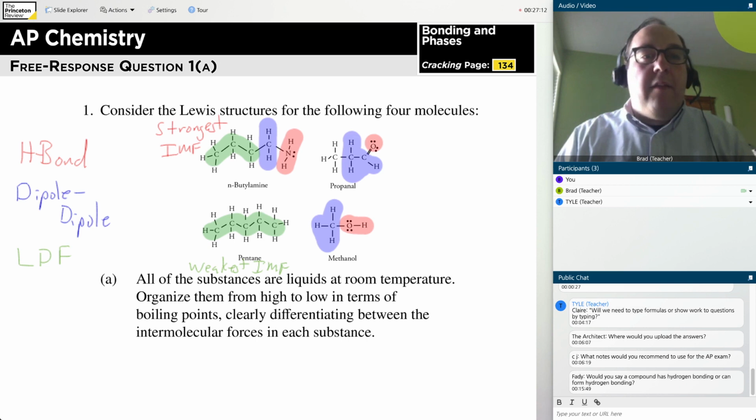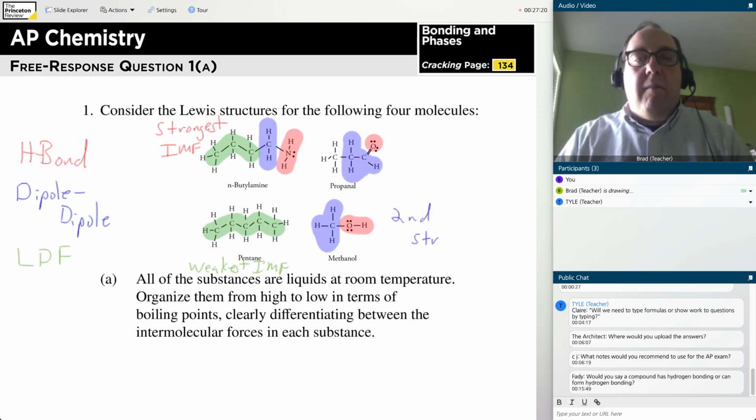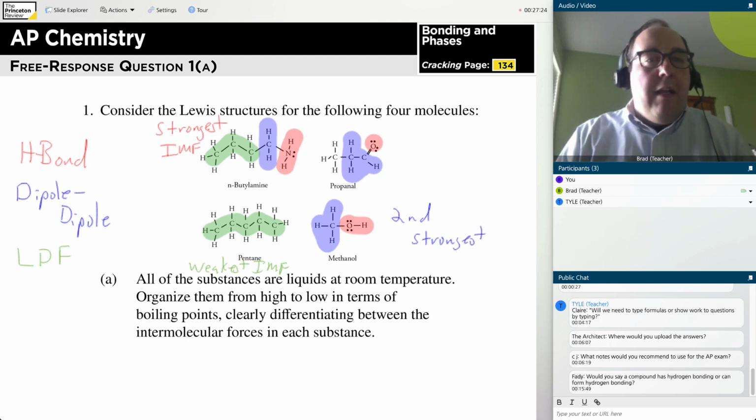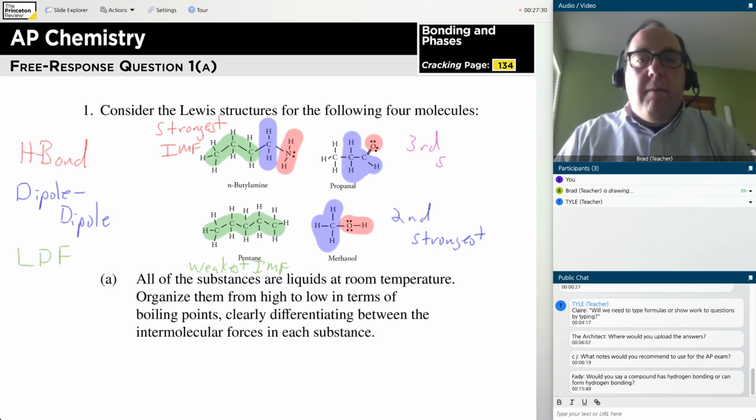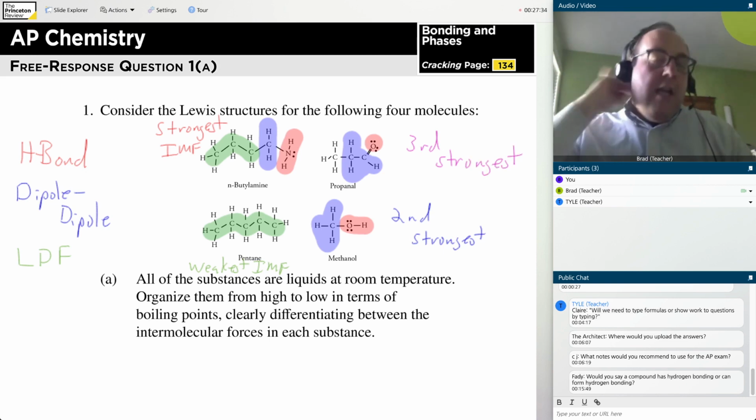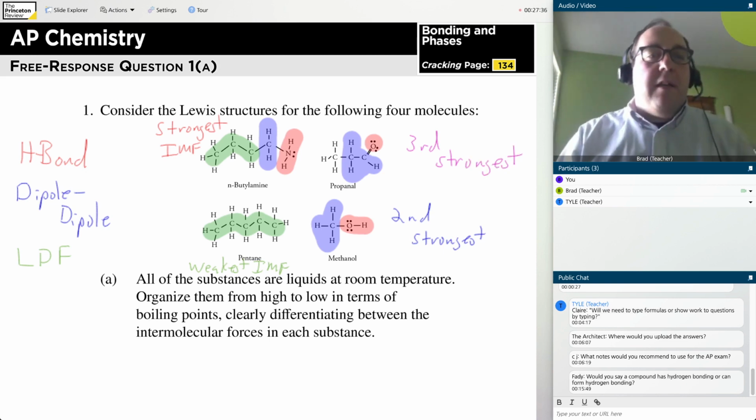Rounding out this discussion here, methanol, which has the best ability to hydrogen bond of the remaining two, is going to have our second strongest. And then finally, propanal is going to be the third strongest. It's always easiest to find the extremes, the strongest and the weakest. The middle two are maybe a little bit more challenging. So we've differentiated the intermolecular forces.